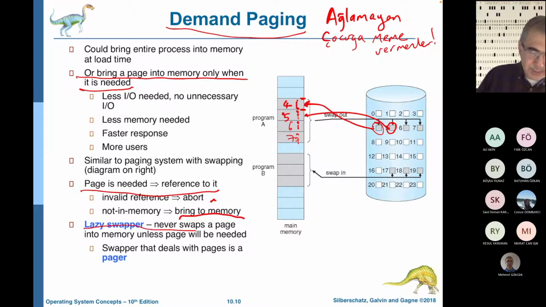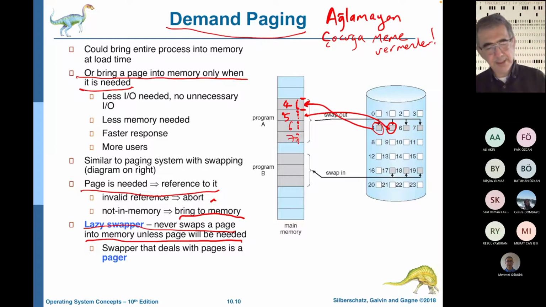Therefore, we call it a lazy swapper. Never put a page into main memory until it is needed. So we call it a lazy swapper. And that is what is used. Then the pager, therefore, that operation, that lazy swapper, is sometimes called the pager. The paging algorithm is executed by the pager. So what is paging then?